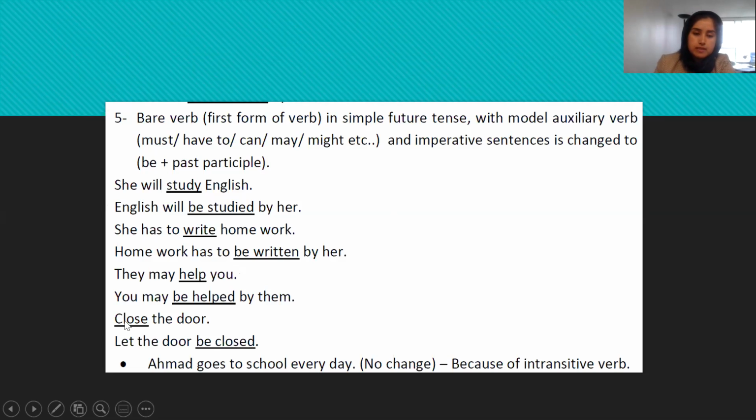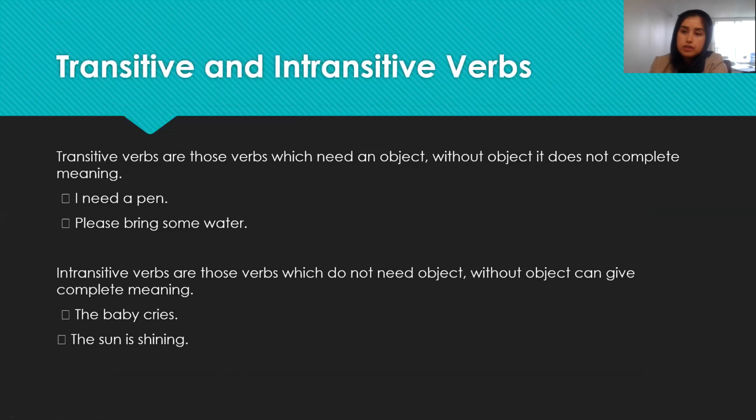And some more important examples are here. Ahmad goes to school every day. Go is an intransitive verb. That's why we can't change it to a passive voice. Again, the reason is the intransitive verb. Go is intransitive, so we don't change this sentence to passive voice.